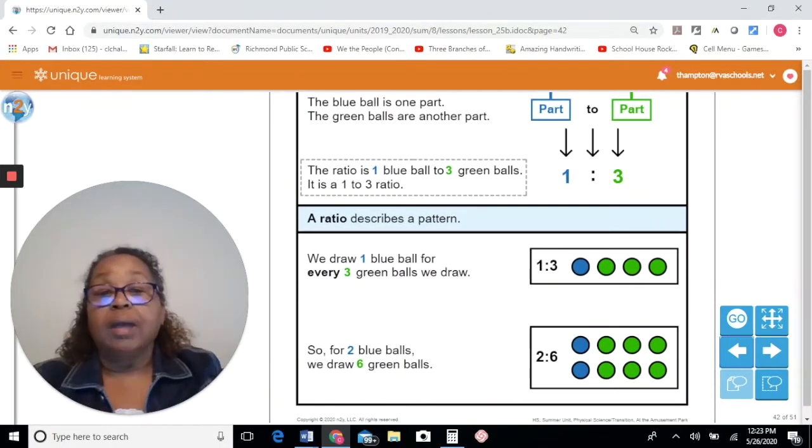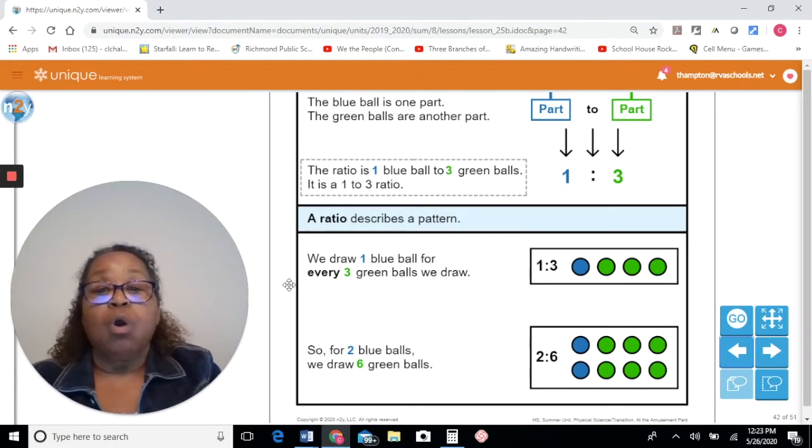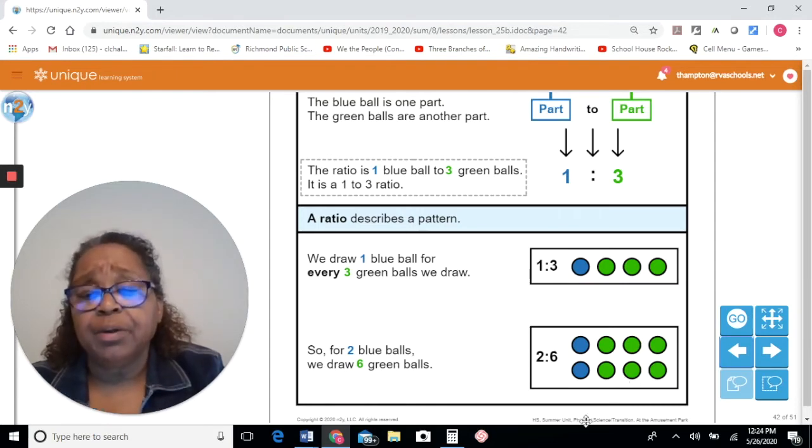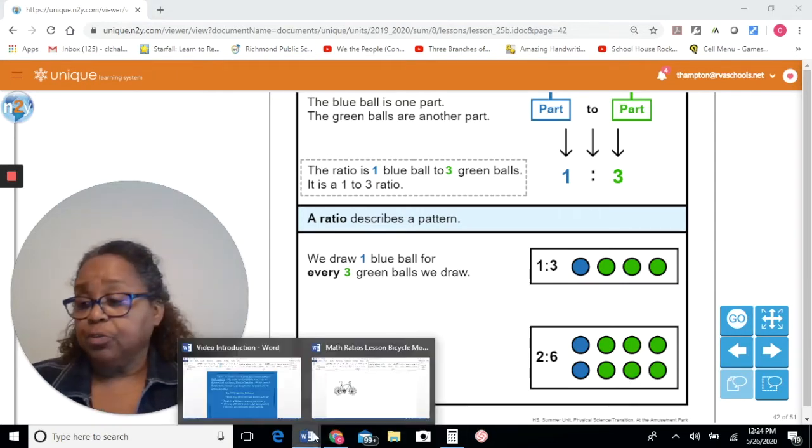A ratio describes a pattern. We draw one blue ball for every 3 green balls we draw. The ratio is 1 to 3. So for 2 blue balls, we draw 6 green balls. If we draw one blue ball for every 3, then if we draw 2 blue balls, we would have to draw 6 green balls, 1 to 3. All right? Let's think about it another way, just to be a little bit helpful.